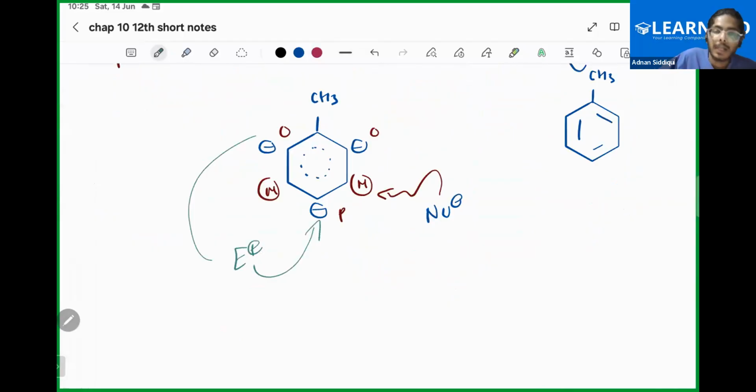Suppose it was a nucleophilic substitution. There was a nucleophile which has to attack. So where will the nucleophile attack? The nucleophile will try to find a site which is less electron rich, a place which is not that rich. So if we are using a nucleophile, then the nucleophile will attack at the meta position, and the electrophile will attack at the para position. Okay.